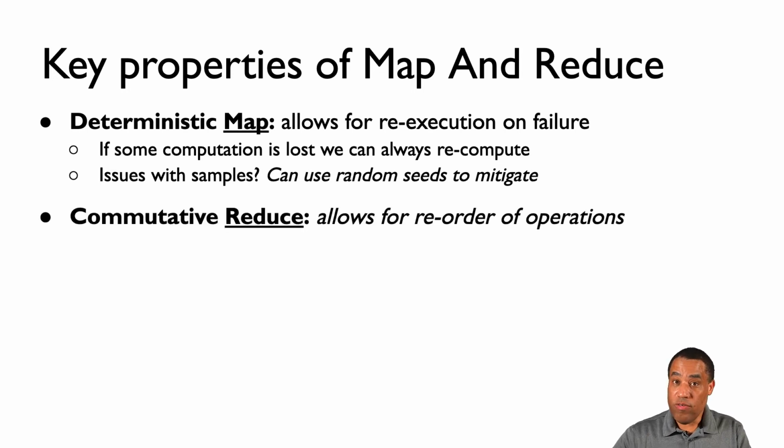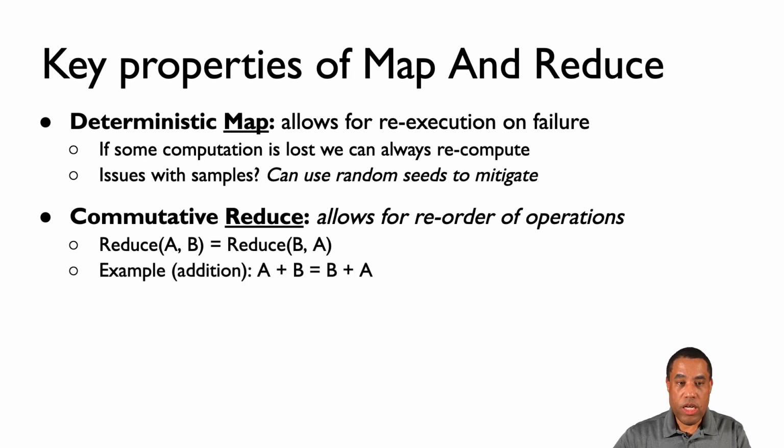It has to be commutative for our reduce so that we can reorder the operation. That means if we have reduce A, B, it's going to be equivalent to applying reduce to B and then A. So addition is an example of a commutative function. A plus B equals B plus A.